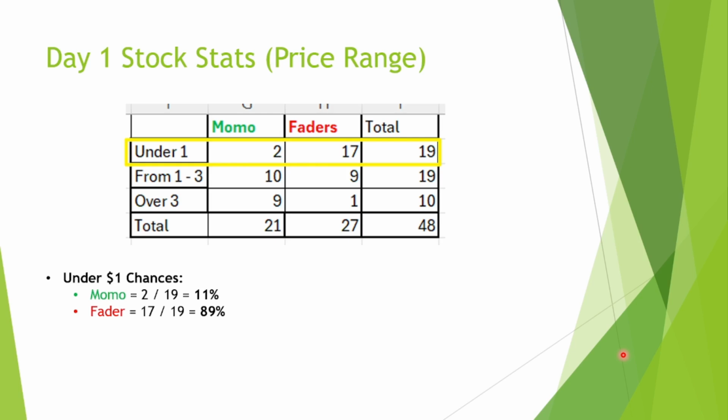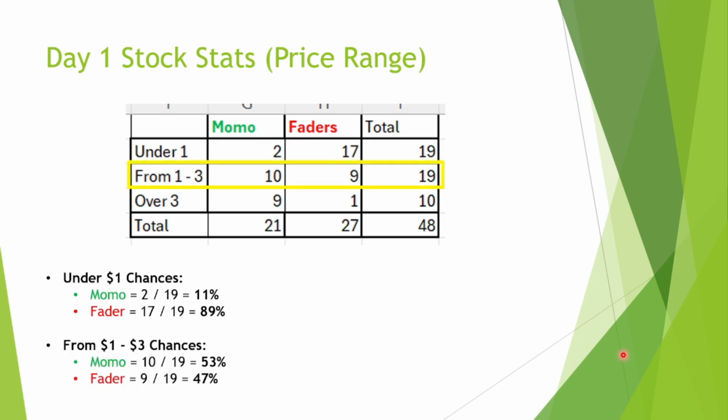So now we're going to look at it by combining the momentum and faders under one category. The chances of a stock under $1 having momentum is 11%, and the chances of it being a fader are 89%. So when Monday comes around and we have 10 stocks, and 3 or 4 of them are penny stocks, we're going to assume that most of them are going to be duds.